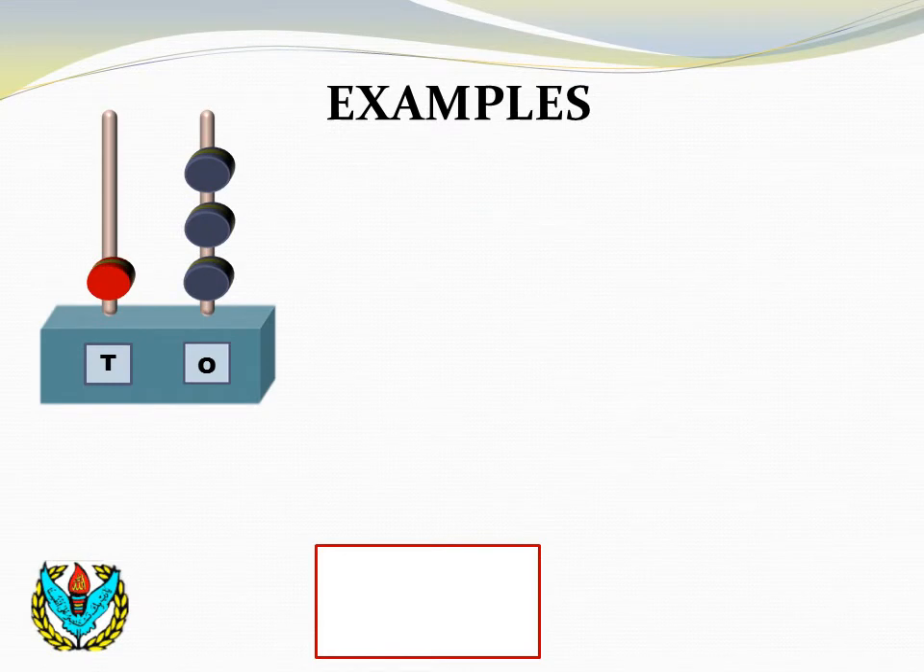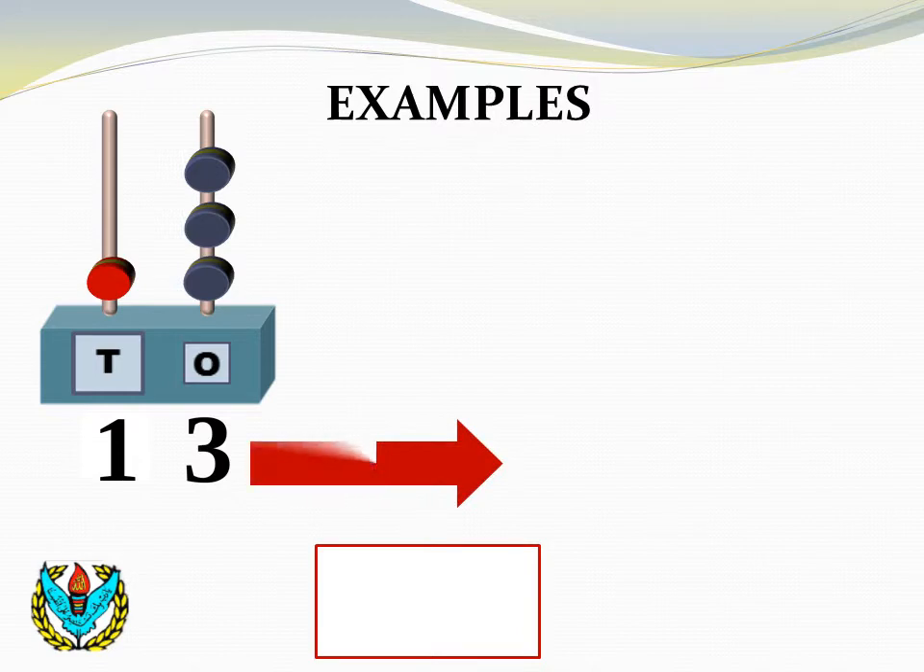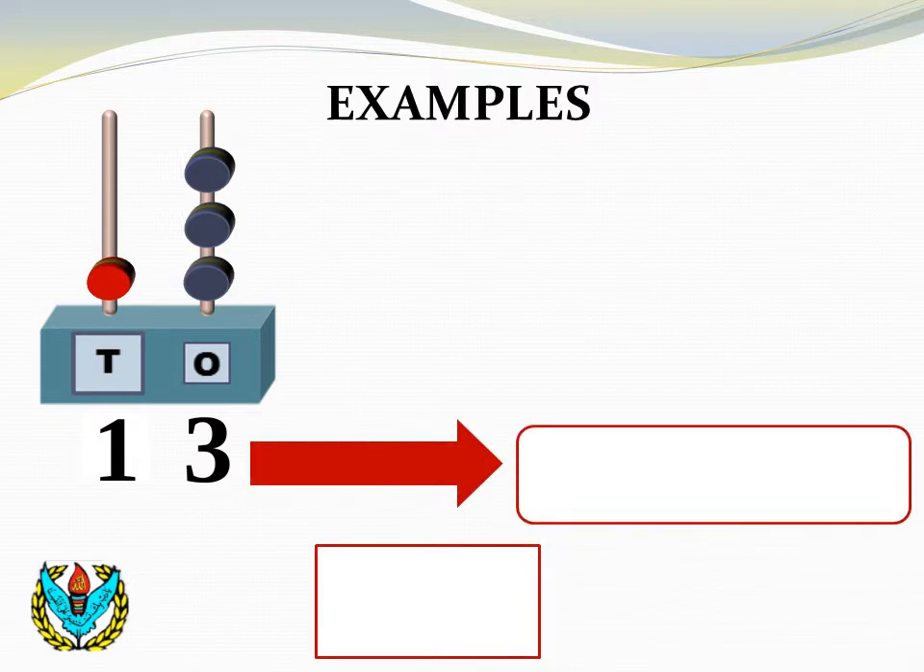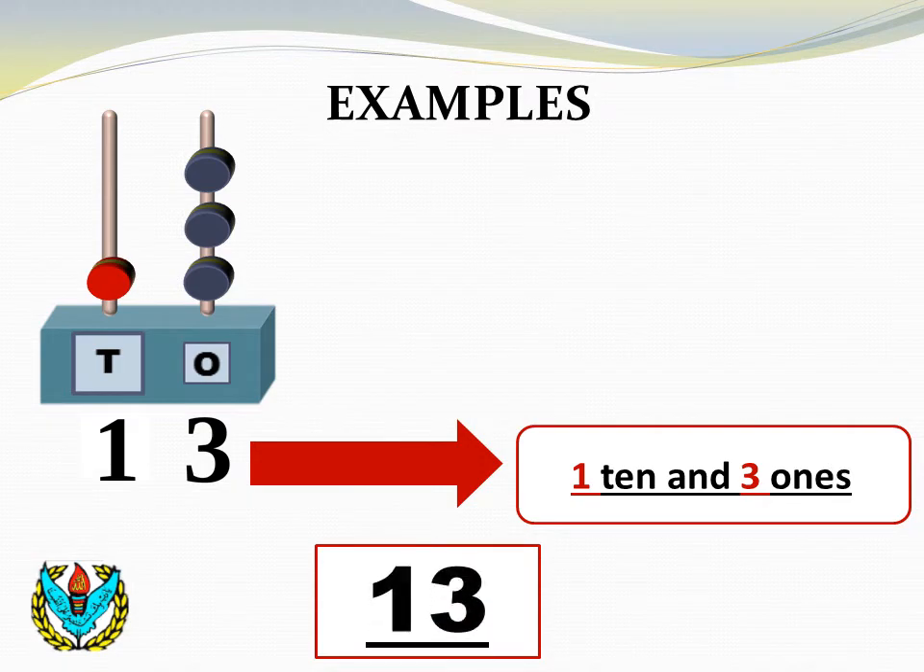Let us now read numbers using abacus. Look at this. There is an abacus. One bead in the tens rod means 1 ten and 3 beads in the ones rod means 3 ones. That is 1 ten and 3 ones. The number is 13.